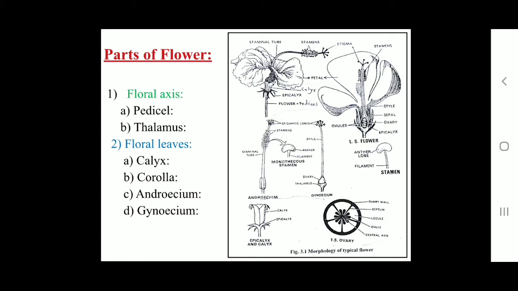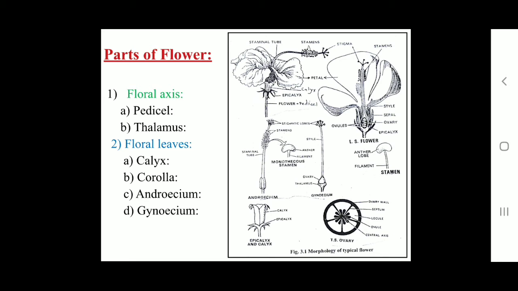If calyx and corolla are not differentiated from each other, then they are collectively called perianth. Each perianth lobe is called a tepal, which is present in tuberose, or in the plant Polianthes tuberosa. In Marathi, we always call it Nishigandha.